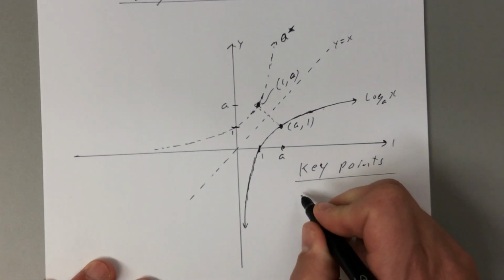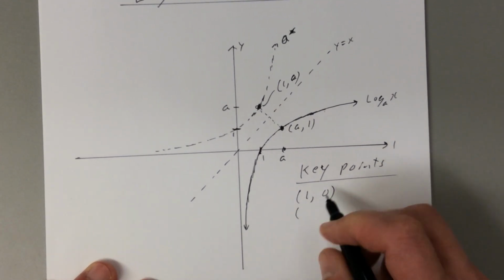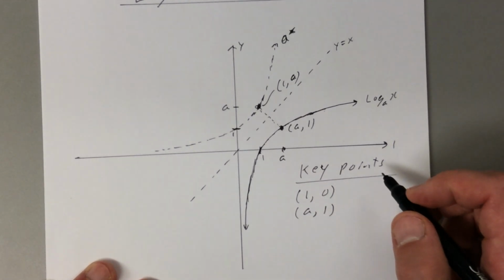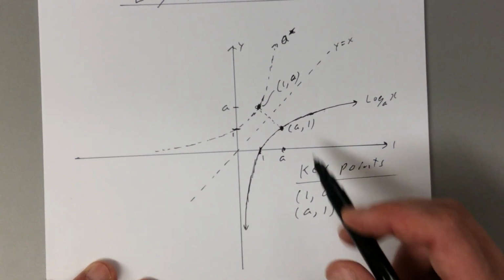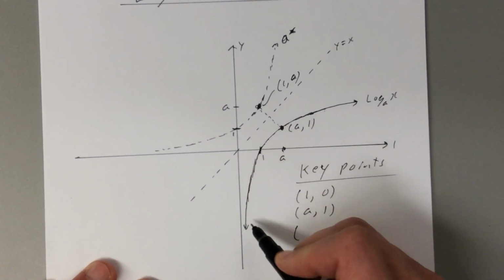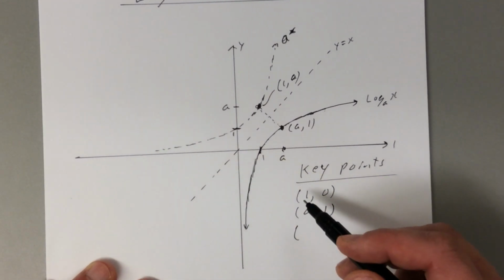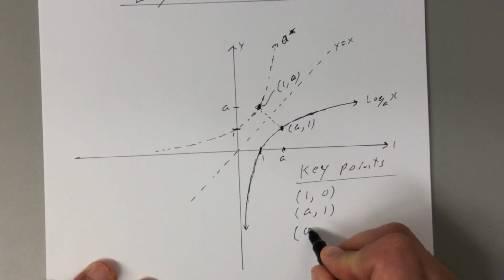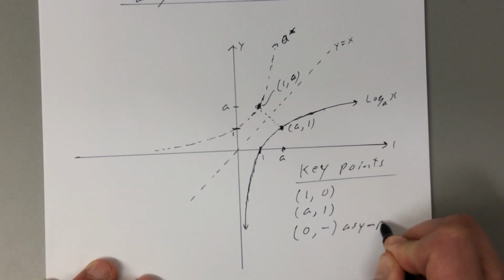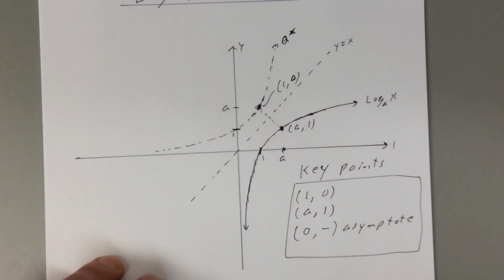For transformations are going to be, well, 1, 0. Okay? And then a comma 1. That's for log base a of x. And another one, you could go over here and go back to the asymptote, and at 0, the log function doesn't exist. It doesn't exist on the whole left side here. So you cannot take the log of any negative numbers. So if I put in 0, I'm just going to put in a dash, because that represents the asymptote. Okay? So those are my key points for looking at transformations of a log function.